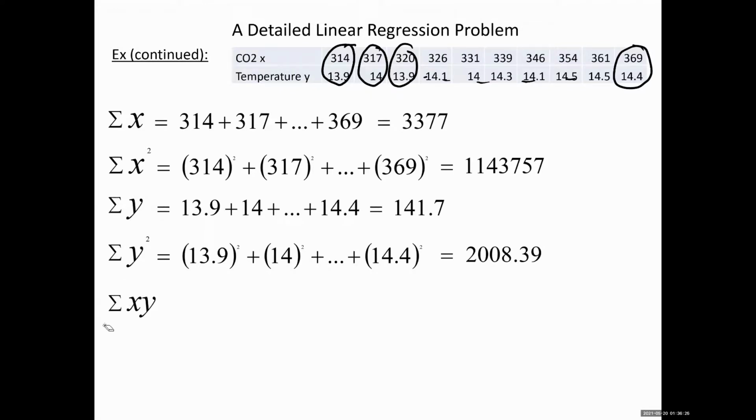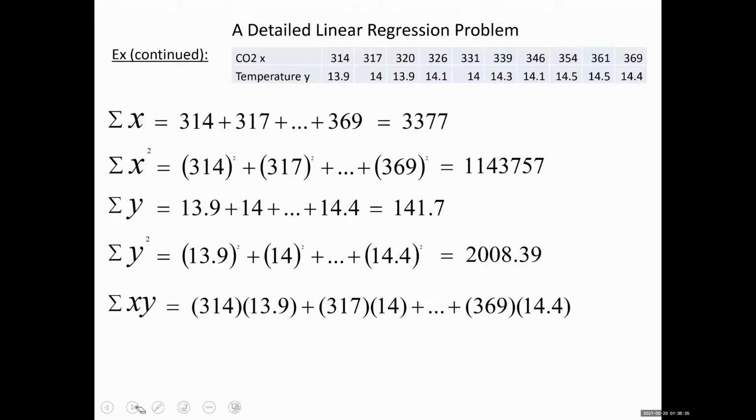So you're going to first do 314 times 13.9 plus 317 times 14 plus, and you do it for every pair, up to 369 times 14.4. When you're done with that, there's the answer.